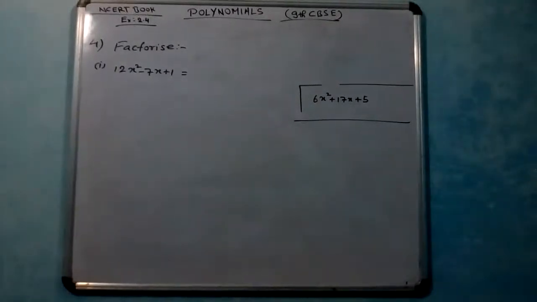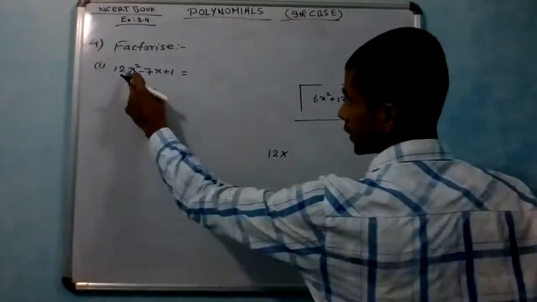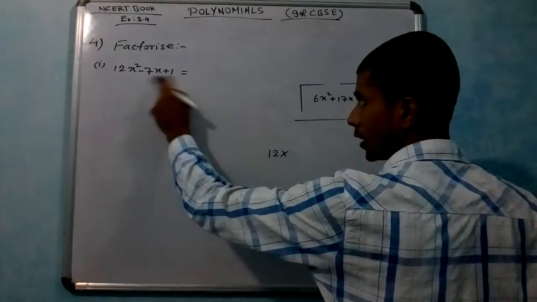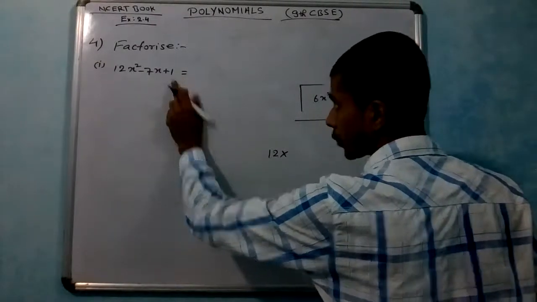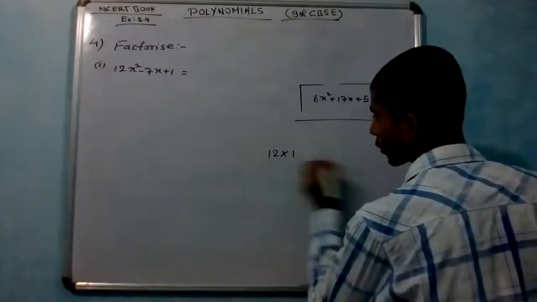And then what is the constant here? What is the constant here? In 12x square minus 7x plus 1, minus 7 is the coefficient of x. And what is the constant value? Plus 1, no? So I wrote here the constant, okay.